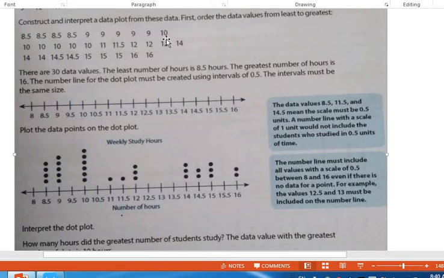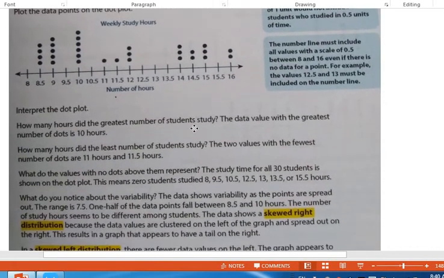So after this, 10 will have 1, 2, 3, 4, 5, 6 dots, right? Six dots here, and then comes 11, just 1, 11.5, just 1, 12, 1, 2, 3, so 3 dots. We don't have 12.5 or 13, so we're going to take 14, which is 1, 2, 3, so 3. 14.5, here I have 2 of them, then 15, 3, then 16 will be 2.